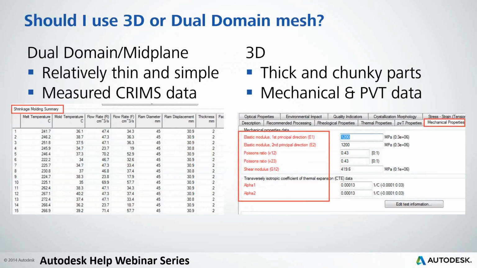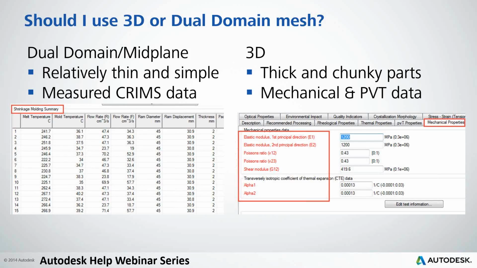So the million-dollar question is, should you use a 3D mesh or a dual domain mesh? And the answer is that there is no perfect answer for this question. When you know a warp analysis is going to be performed, special care should be taken to review the available material data. So when determining appropriate mesh type for a warp analysis, if CRIMS data is present, a dual domain mesh type will rely on this material information for the warpage calculation. 3D meshed models rely on PVT data, as well as the mechanical and coefficient of thermal expansion to calculate deflection.